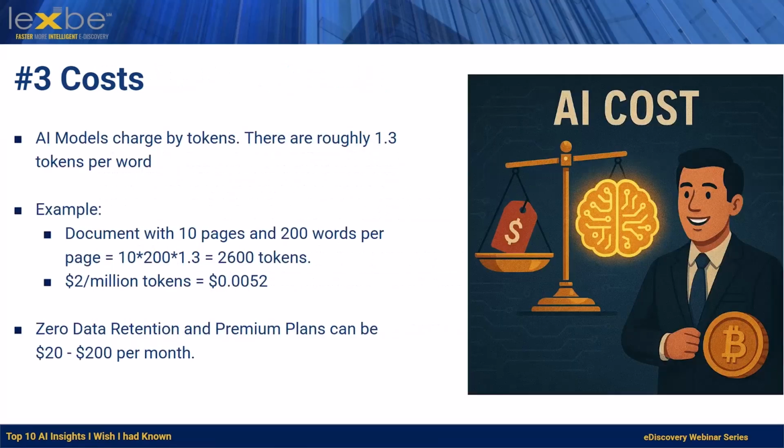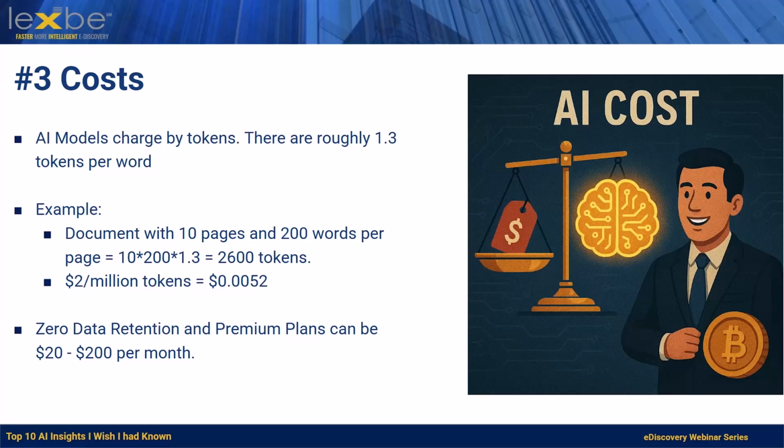All right. Third one, let's talk about the price. The AI models charge by the token, the internal unit they use. It's effectively equivalent to a word, roughly 1.3 tokens per word. If I take an example of summarizing a document with 10 pages and 200 words per page, the cost is going to be half a penny. It's going to be next to nothing. So you could run tons and tons of summaries. It wouldn't hurt the pocketbook too bad.